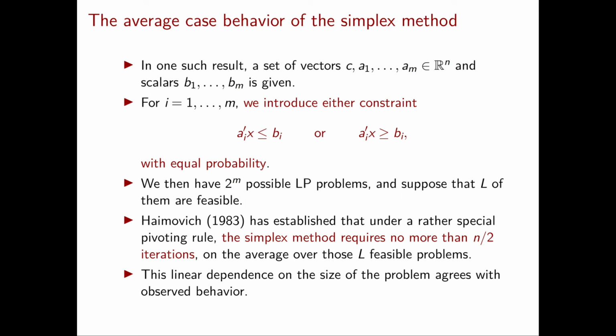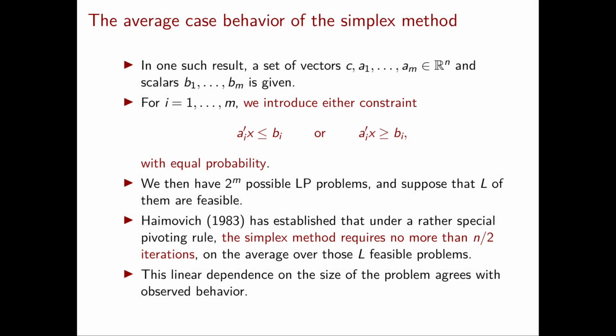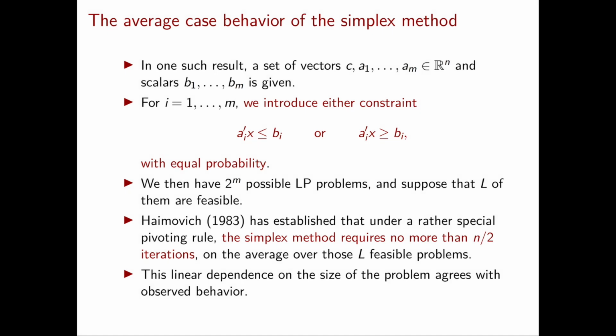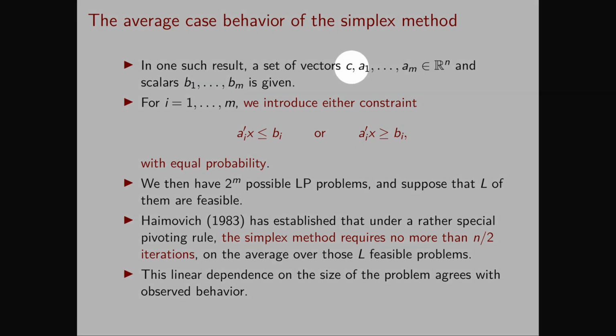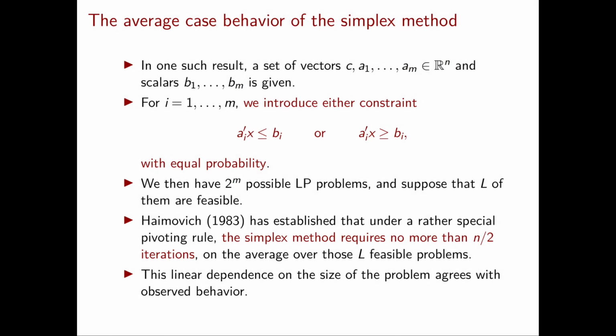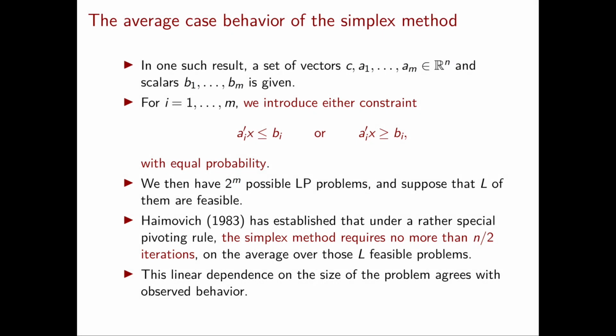Let's say that we're given a bunch of vectors. These are our vectors c, a1, ..., am, and these are all vectors in R^n. Let's also say that we're given scalars b1 until bm. As you can imagine, c stands for our objective function, a1 until am stand for the left-hand sides of our constraints, and the scalars b1 until bm stand for the right-hand sides. All this data is given to us, so there's no probability distribution over it. So where does the probability lie in this study?